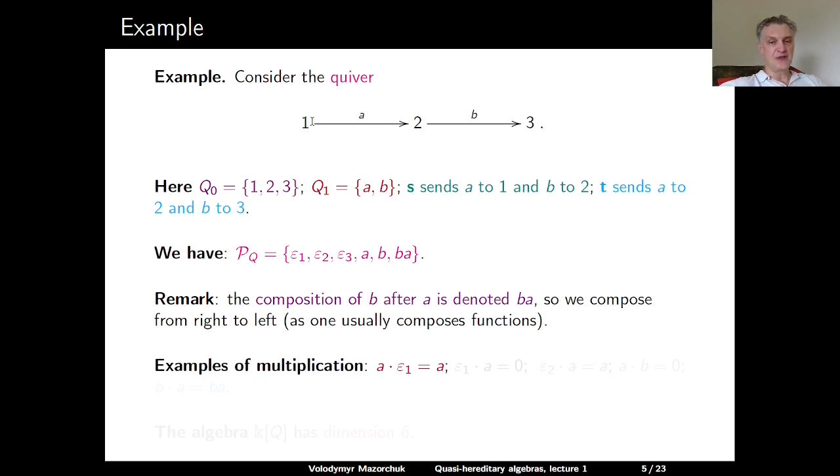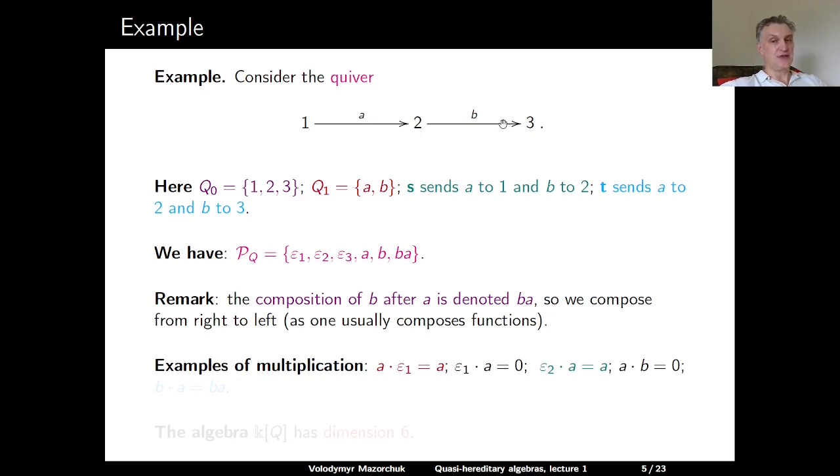A after epsilon 1 is A, because epsilon 1 is a trivial path at 1 and A starts at 1. Epsilon 1 after A is 0, because A ends at 2 and epsilon 1 starts at 1. We cannot concatenate them, the product is 0. At the same time, epsilon 2 after A is A, because epsilon 2 is a trivial path at 2.